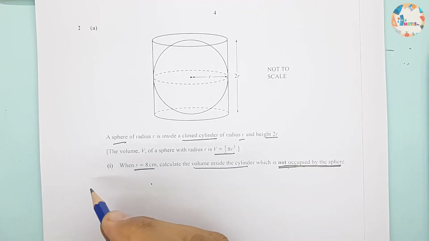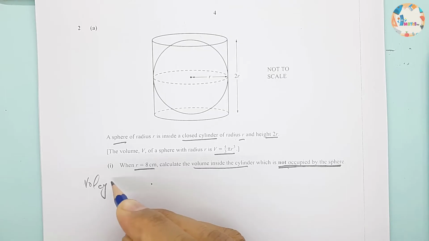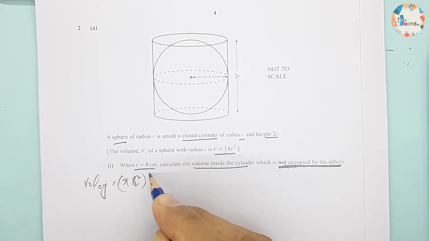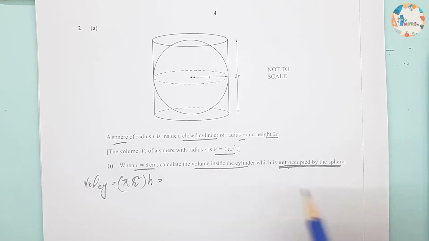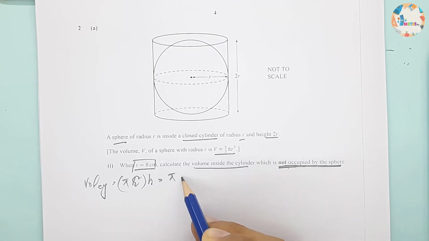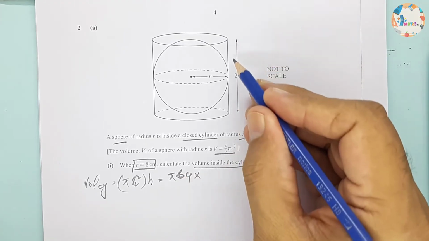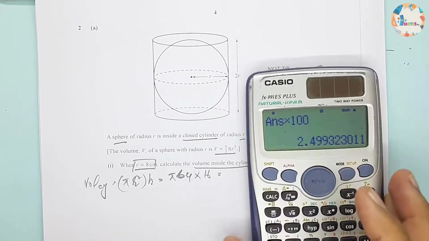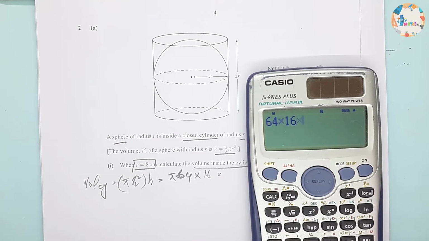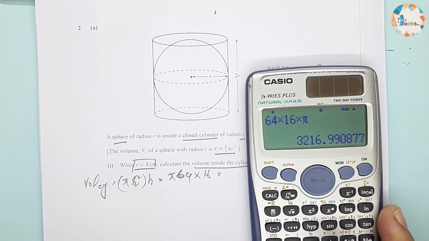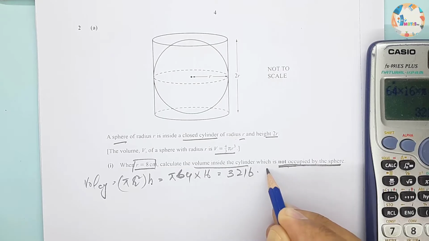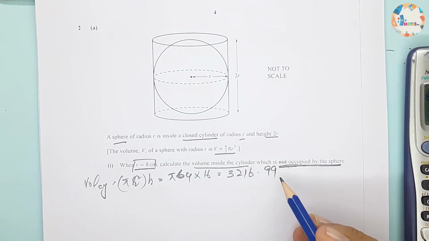So what we'll do, we'll first calculate the volume of the cylinder. So volume of cylinder will be equal to pi r square into h, and r is given, r is equal to 8 centimeters. So pi 8 square, 8 into 8 will be 64, so 64 pi, and multiply by h, which is 2r, so r is 8, so 2r will be 16. So this one will be equal to 64 into 16 multiplied by pi, which is 3216.99.